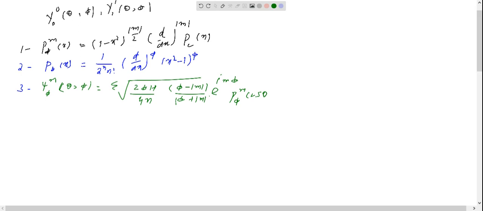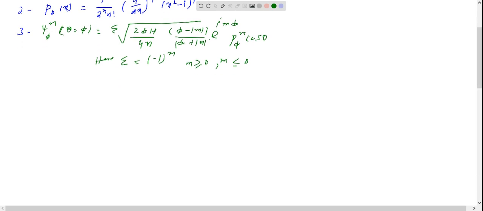So here the value of epsilon can be calculated using this formula: minus 1 raised to the power m when m is greater than or equal to 0, and 1 when m is less than or equal to 0. Now use this formula and construct the wave function. So the first wave function is Y0(theta, phi). We use this formula and calculate its value.